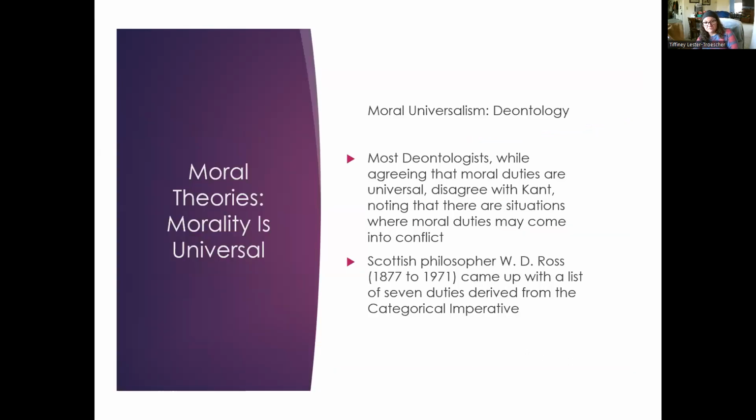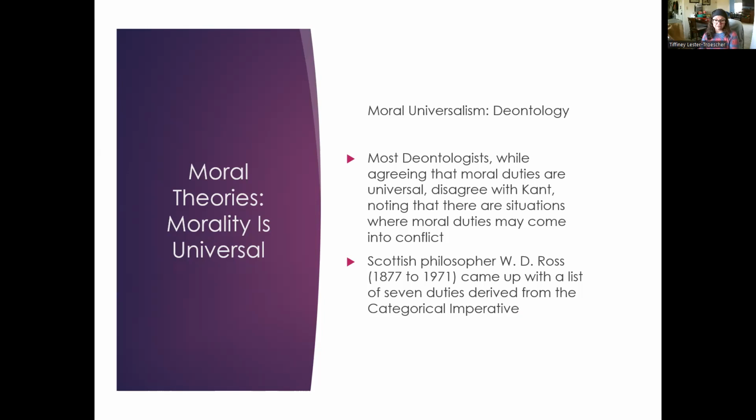Now, the problem though: it's a great mantra to live by. It is a great philosophy to live by. Do unto others as you would have them do unto you. The problem though is, can you just live life that way? Are you able to abide by that moral code in every single situation? Most deontologists, while they agree that the categorical imperative is super important, see that there are situations where moral duties may come into conflict.